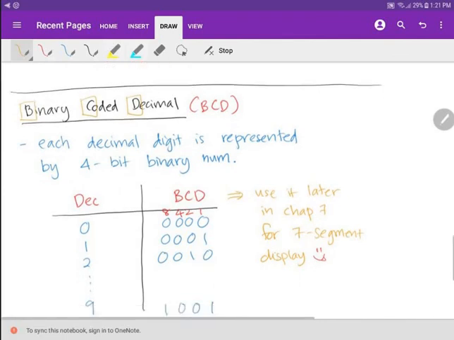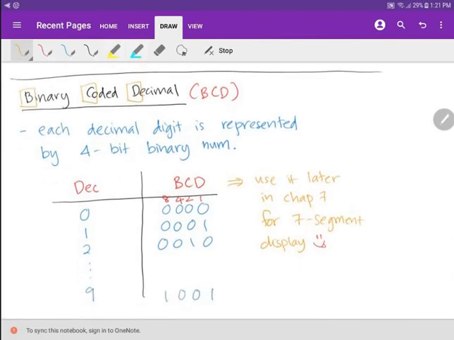So the last revision that we're going to do for this number system is BCD, or known as the binary coded decimal. So what is binary coded decimal? From the name itself we know that each decimal digit is represented by a 4-bit binary number. So we have here the decimal values from 0 until 9, right? These are the ranges of decimal number. Each one of this decimal number is represented by 4-bit binary number.